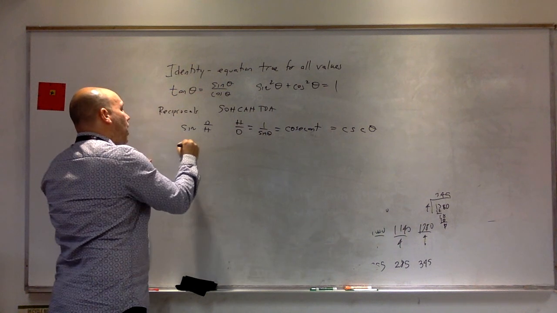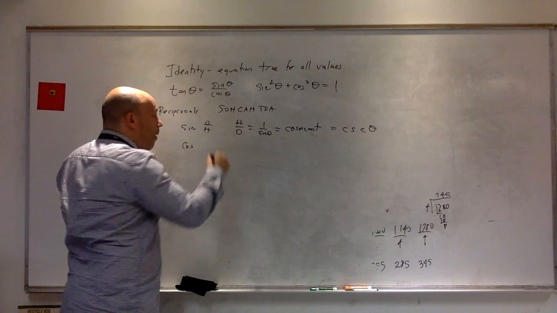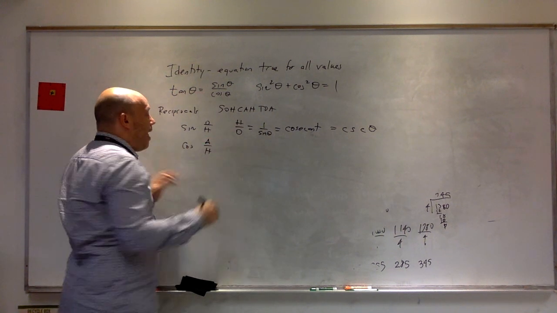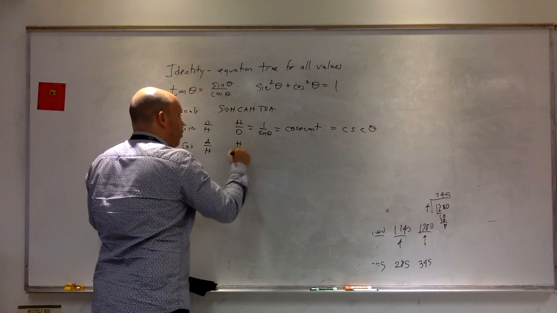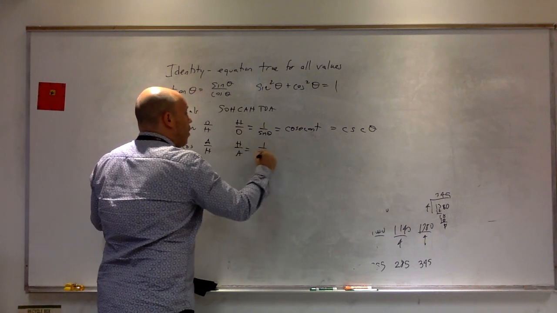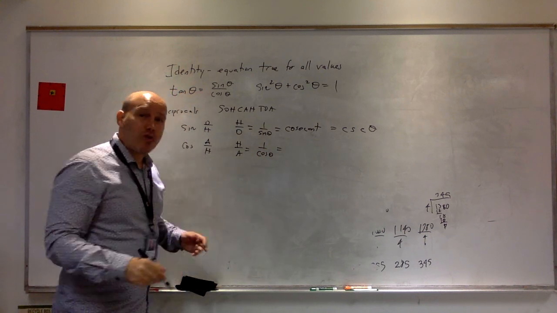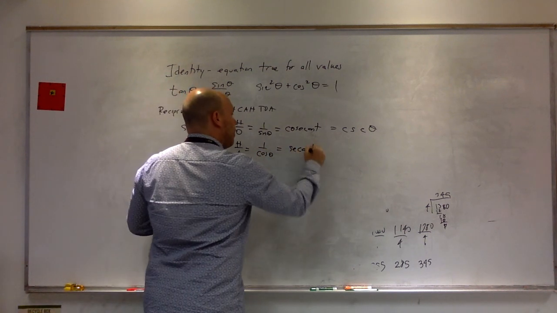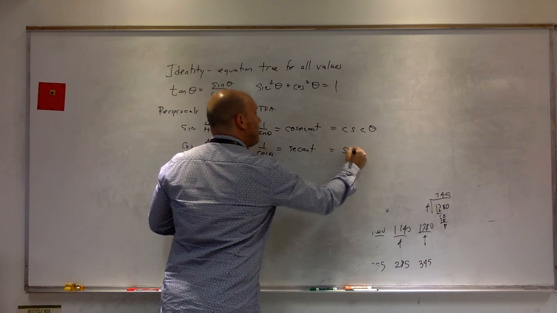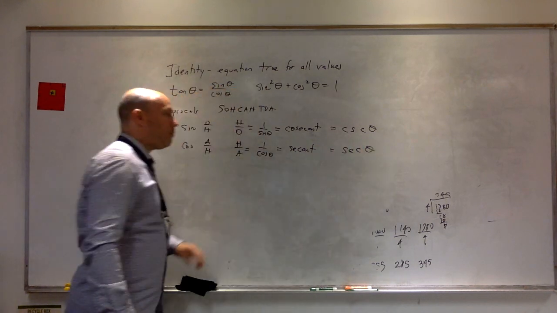Same thing with cosine. We know that cosine is adjacent over hypotenuse. You say, hey, can I take the ratio of the hypotenuse over the adjacent? Yeah, you can do that, which is 1 over cosine. We have a special name for that also. It's called the secant, and that is SEC theta.